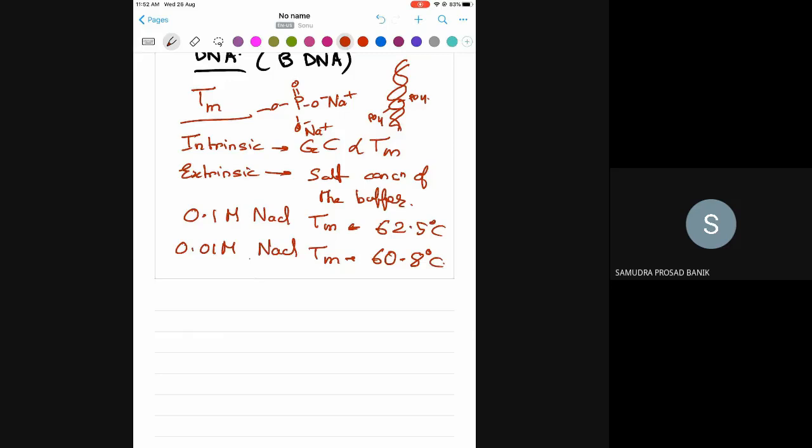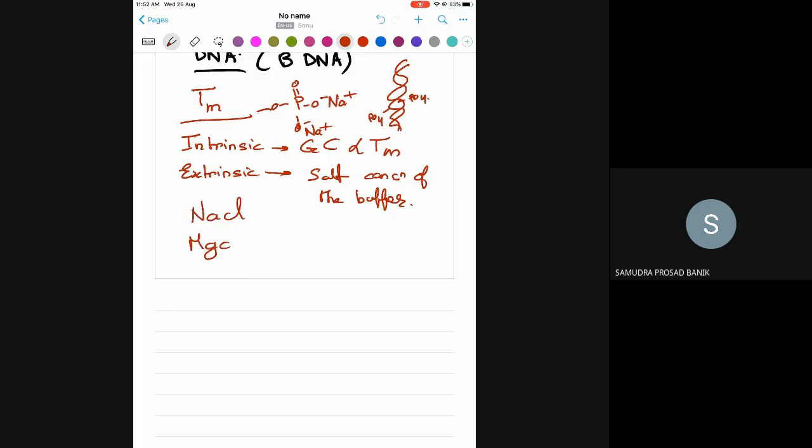Okay, now think about NaCl and magnesium chloride. So 0.1 molar NaCl and 0.1 molar magnesium chloride. In which case Tm will be higher? Can anybody of you tell me কোনটার জন্য Tm হাই হবে, NaCl এর ক্ষেত্রে না ম্যাগনেসিয়াম ক্লোরাইডের ক্ষেত্রে? In which case the Tm will be higher? Magnesium chloride. Why? Magnesium chloride is the answer. But why will Tm be higher for magnesium chloride?